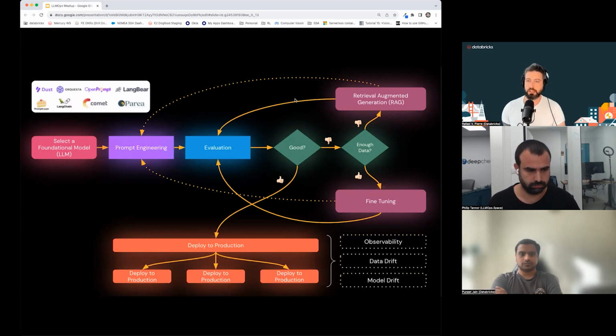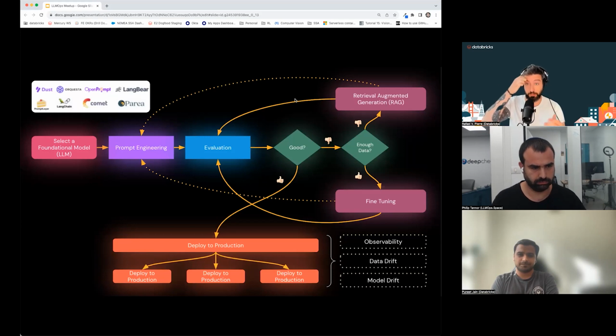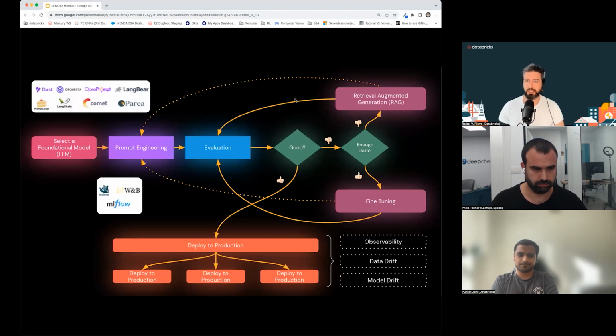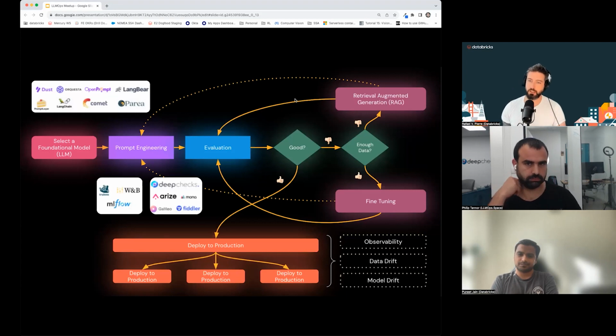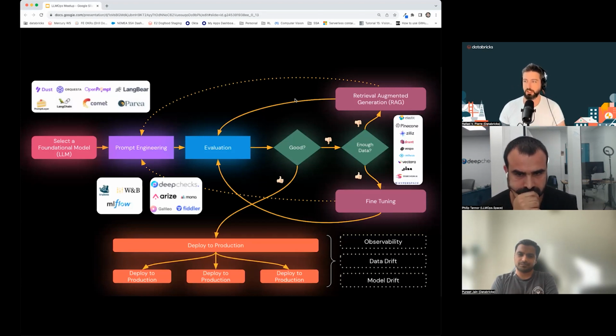When it comes to the stack, what exactly are we talking about, right? Starting with prompt engineering. What you can see on the left-hand side are some common open source and proprietary frameworks that you can use to help you with prompt engineering and chaining. When it comes to evaluation, there is a different group of tools, for example, MLFlow, Weights and Biases, and so on. Deepchecks, Arize, Fiddler, also for not only evaluation, but also tracking your predictions and your generative AI application.